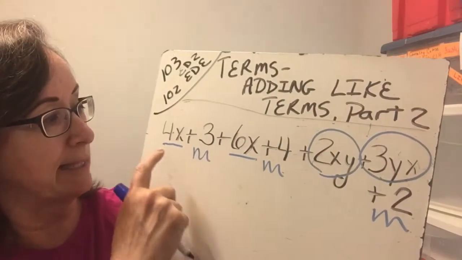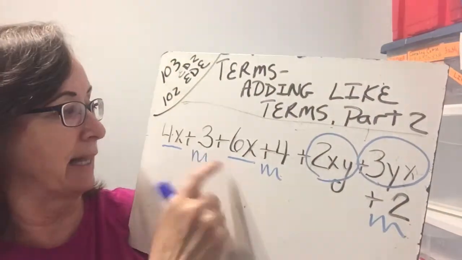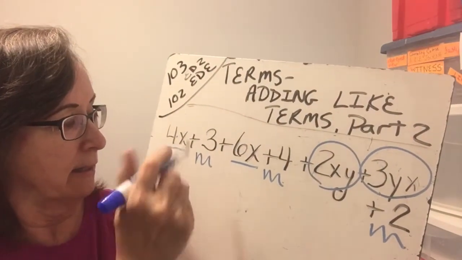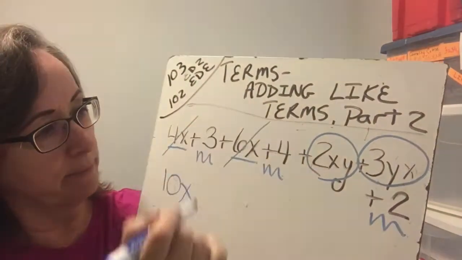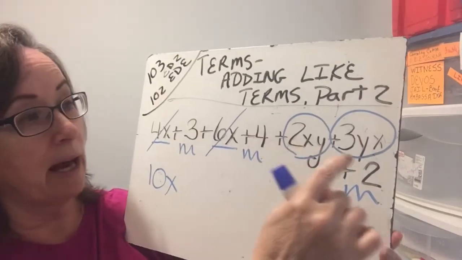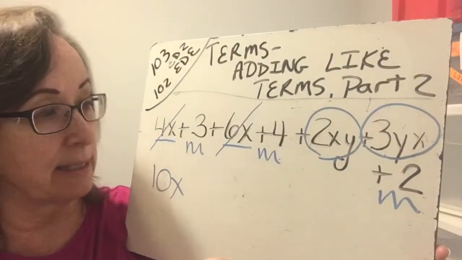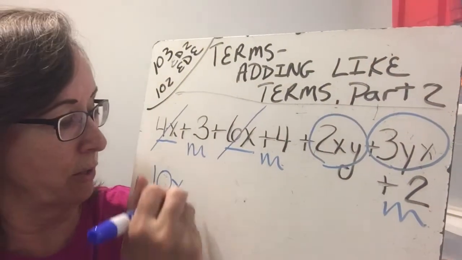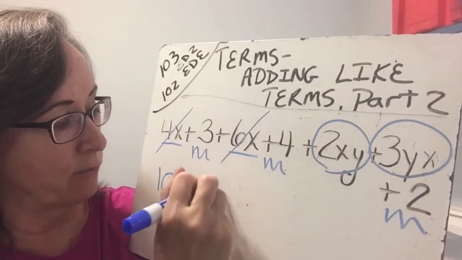Okay, so now let's add all of our x's together, and we're going to get a 10x. So we can cross those out. We have a 2xy and a 3yx. So they're like terms. Order does not matter. So we're going to get 2 plus 3 is 5xy.